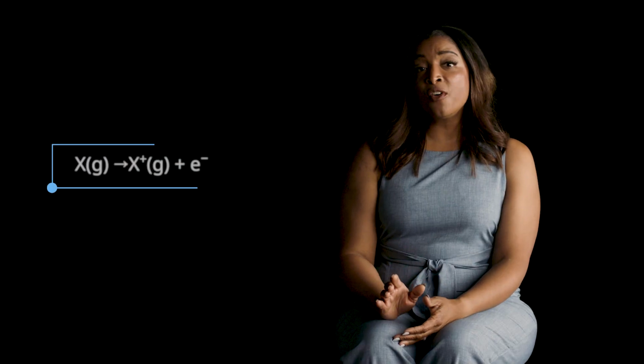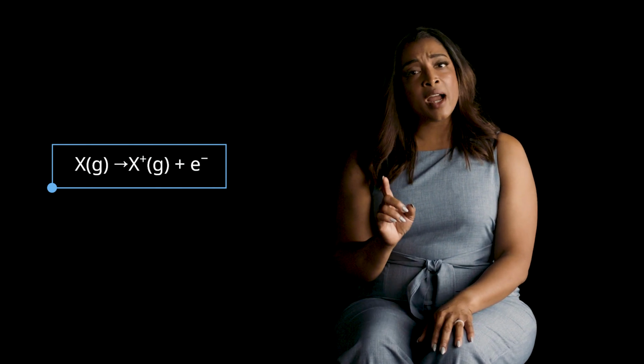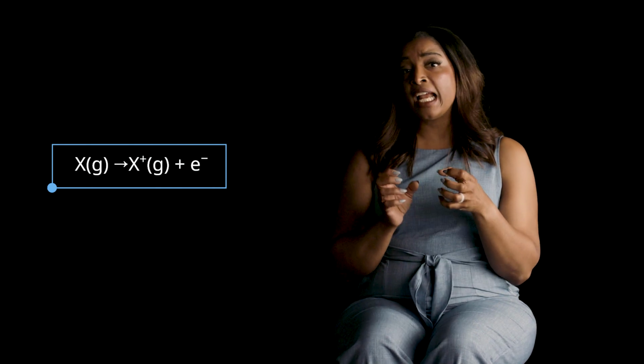To form a cation, an atom has to lose an electron. The energy for this is called the ionization energy. It always requires energy to pull the negative electron away from the positive nucleus. So, all ionization energies are endothermic. How easily an electron can be removed from an atom depends on the strength of its attraction to the nucleus.